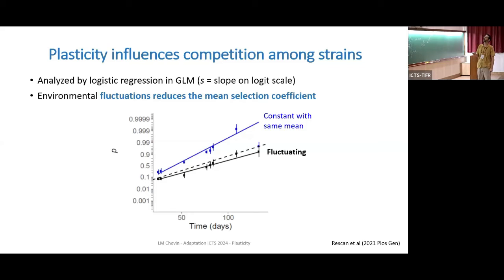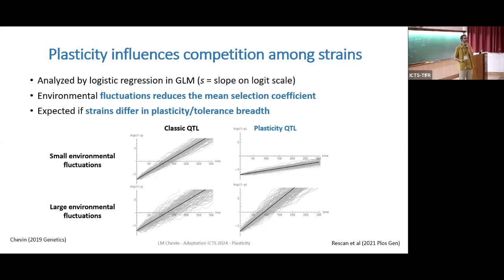And so, anyway, the mean selection coefficient in the fluctuating environment, the mean slope, if you want, of the frequency change, is lower when you have fluctuations than in a constant environment that has the same mean. The fluctuations reduce the expected selection. If you remember a slide I showed a bit earlier, we expect that fluctuation will only have an effect on the selection of a mutation if this mutation affects the plasticity of some traits, not if it has the same effect in all environments. So basically, we took this to mean that these different strains differ in their plasticity or in their tolerance breadth to this environment.